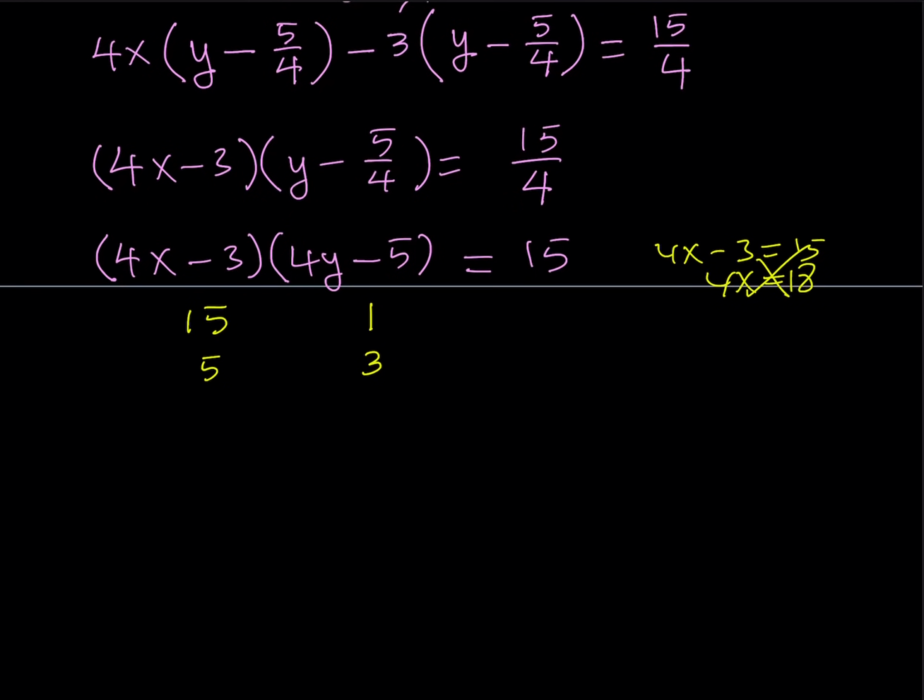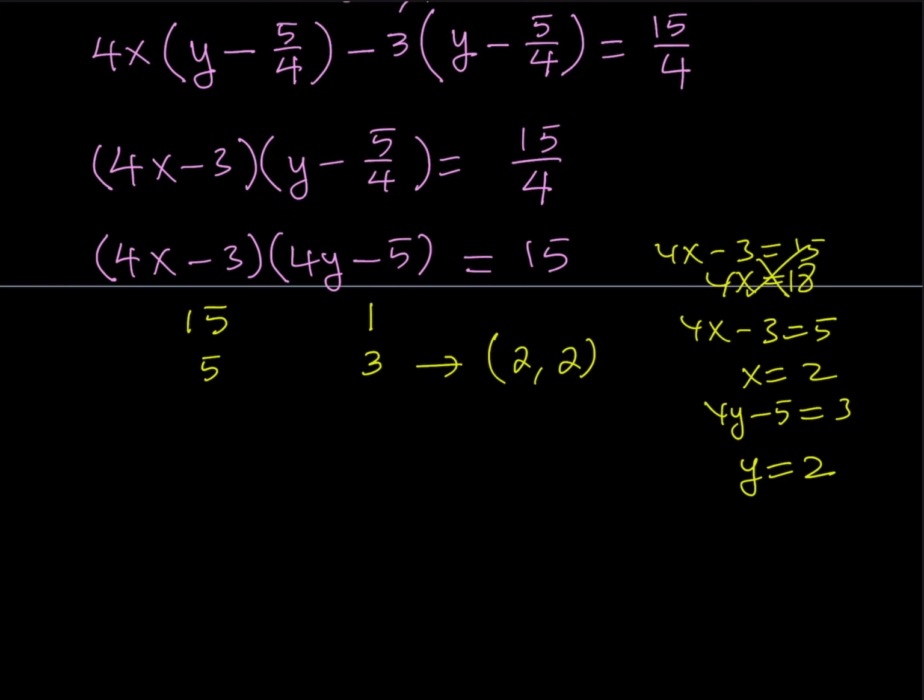If 4x minus 3 is equal to 5, then you're going to add 3 to both sides and divide by 4. So from here, x equals 2. From the second one, if 4y minus 5 is equal to 3, you're supposed to add 5 and divide by 4, and that's going to give you y equals 2 as well. So from here, we get (2, 2), which is a valid solution to this equation.